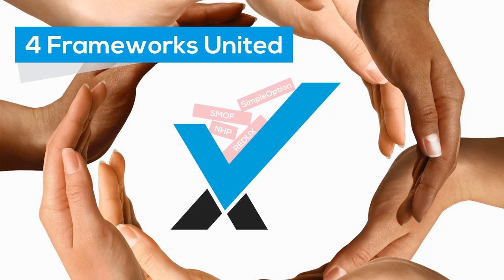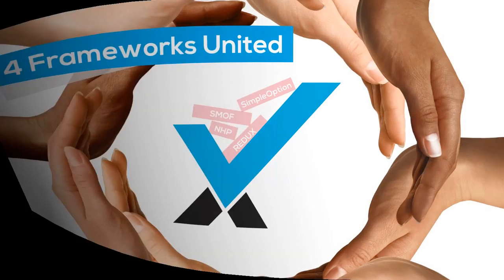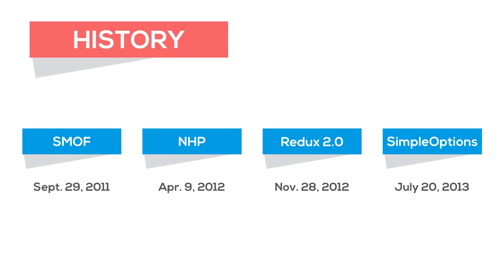So a little bit of the history of these different frameworks. SMOF, simply modified option framework, originated September 29th in 2011. NHP, April 9th of 2012. Redux 2.0, Dan's fork of NHP, on November 28th. And Simple Options started July 20th. We started Redux Framework, I believe it was September, and we basically brought those all together.